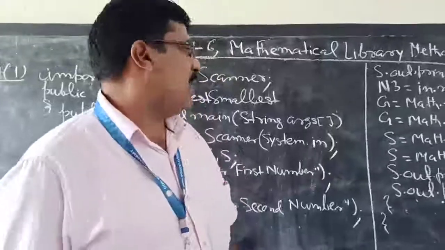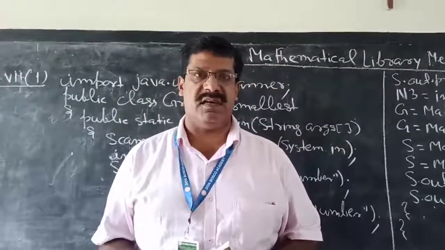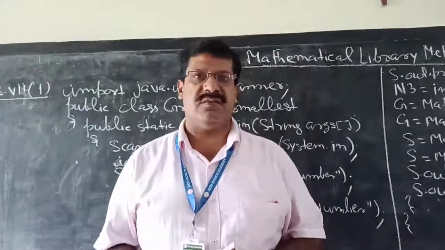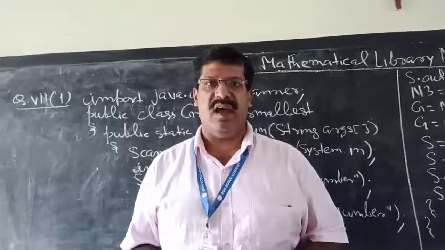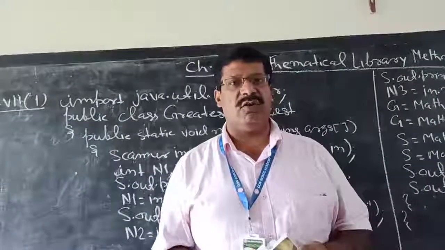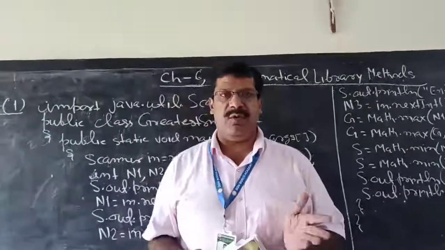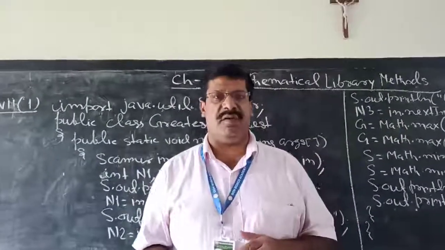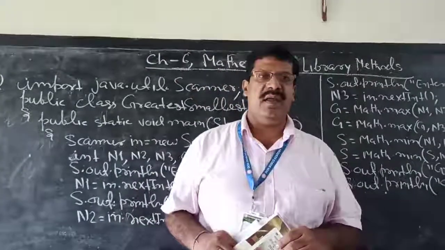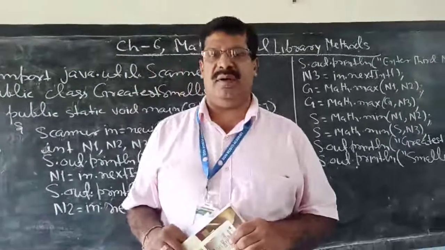In chapter 6, library methods, mathematical library methods, till now we have finished the Math.min function, Math.max function, Math.pow function, and in the last class we discussed the Math.sqrt function and Math.cbrt function. The min function finds the smallest number out of 2, the max function finds the biggest number out of 2, the pow function finds the exponent's value of a number, the sqrt function finds the square root of any positive number, and the cbrt function finds the cube root of any positive or negative number.